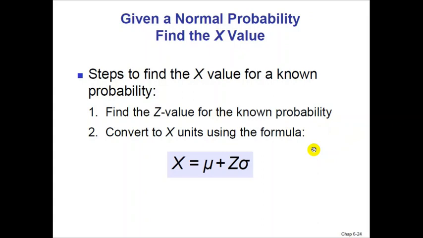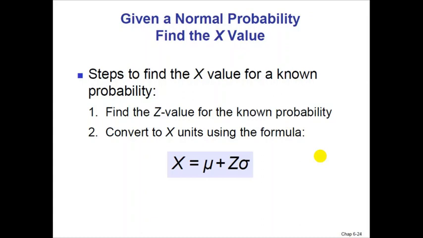Given a normal probability, find the x value. Earlier on, you were given the x value, and then the question asks you to calculate the probability. Now the opposite way. The question can give you the probability and ask you to find the x value. So in the exam, either you are given the x value and need to find the probability, or you are given the probability and need to find the x value.